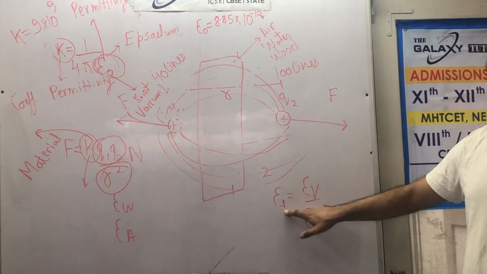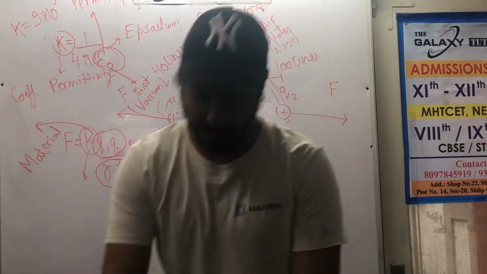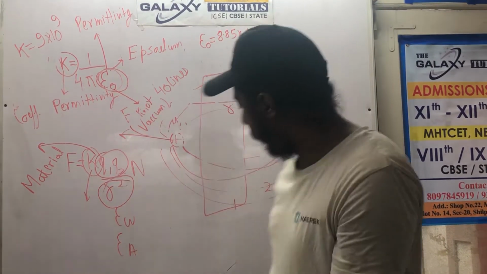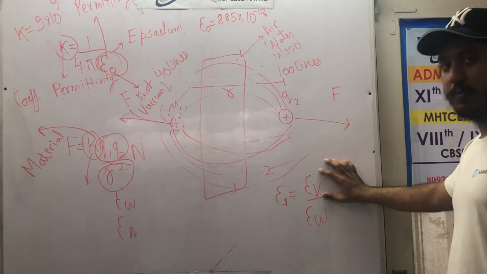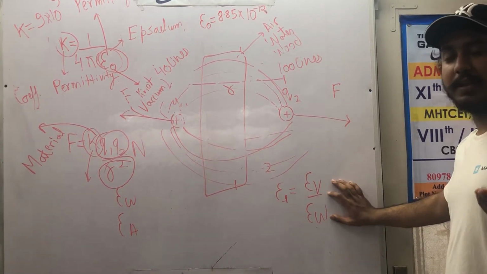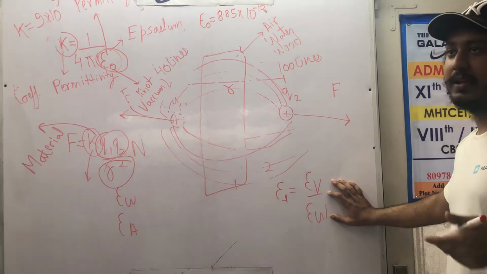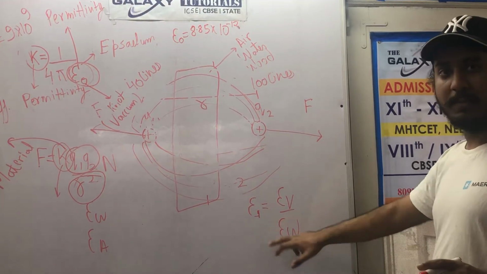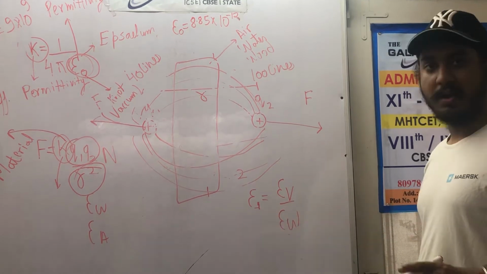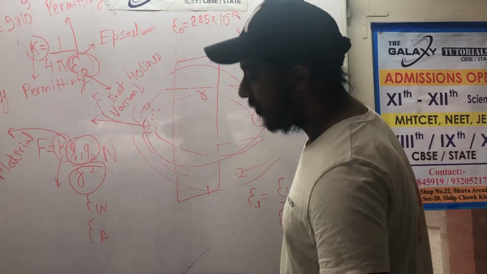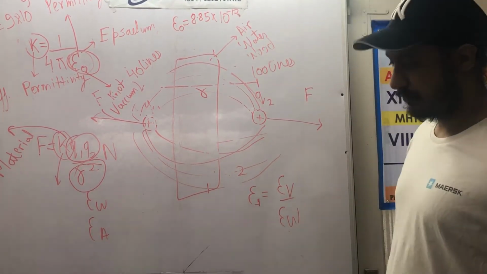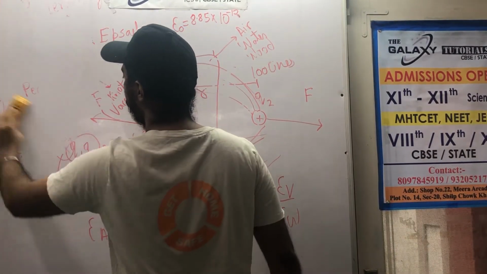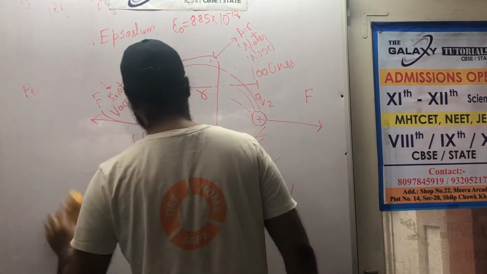So what is the definition of relative permittivity? Relative permittivity is basically the ratio of the permittivity of the material to the permittivity of vacuum. The material can be water or air or anything. So this was the basics of the Coulomb law. We will see this in detail. It's a very important topic.